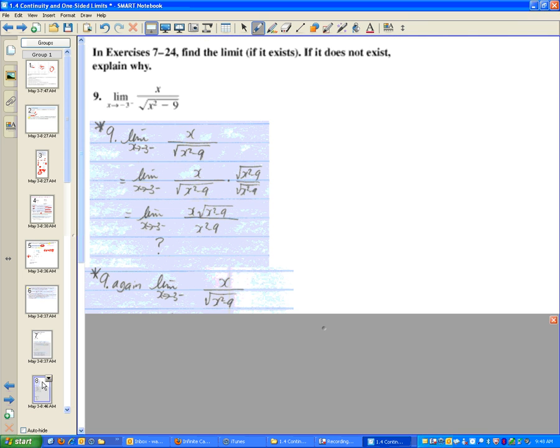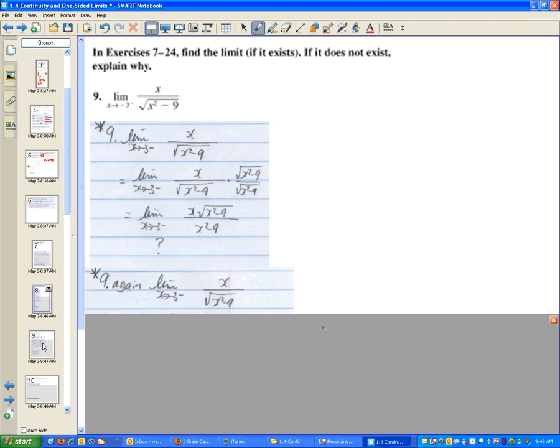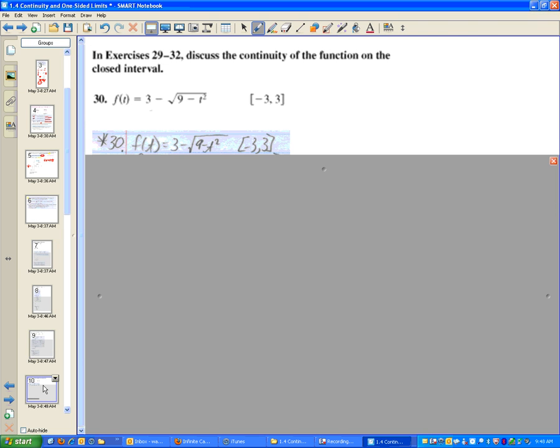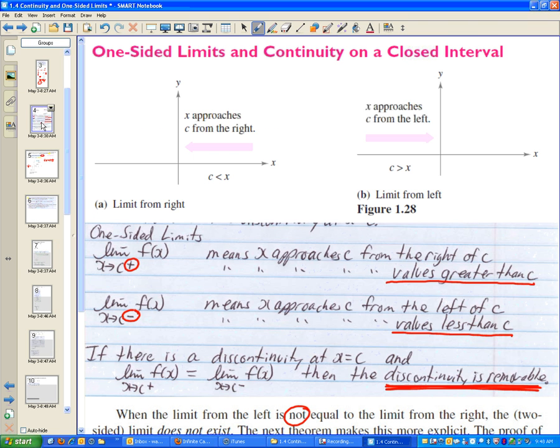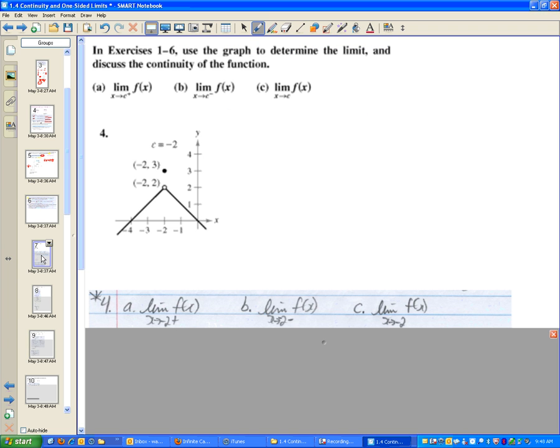Let's see, I'm looking for something that apparently I don't have on here. Back to here. One-sided limits and continuity on a closed interval. Okay, because we're going to get to it tomorrow. Let's do some examples. Page 78. Number 4.